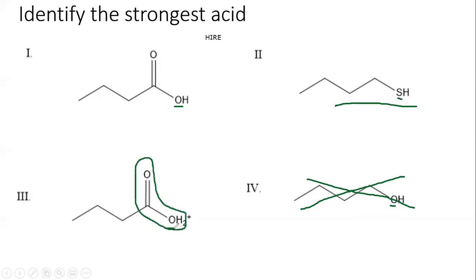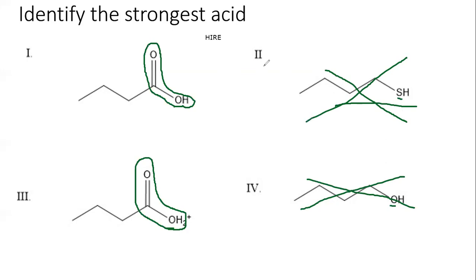So again, resonance means that double bond can flip back and forth between the two oxygen positions. So that double bond flips back and forth, whereas SH has no resonance. So the fact that SH has no resonance would mean it's not going to be the strongest acid, because at the hydrogen there's no resonance in the SH group.